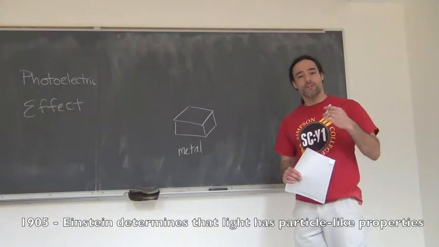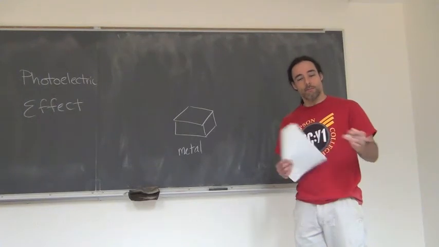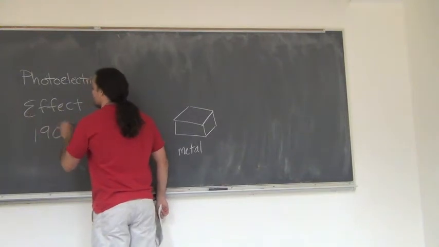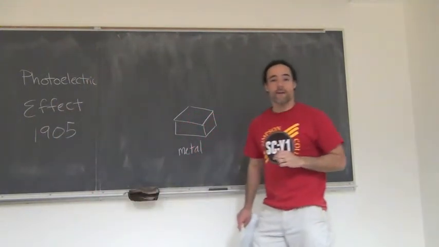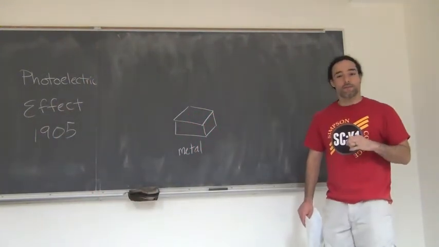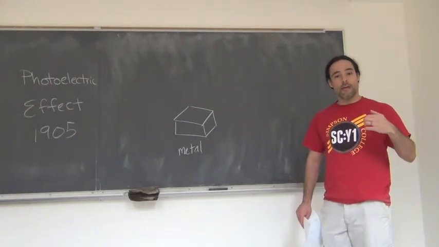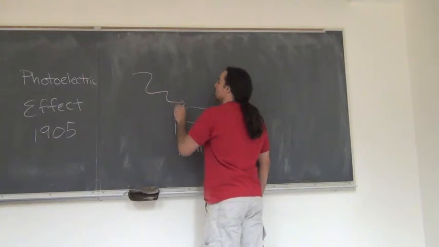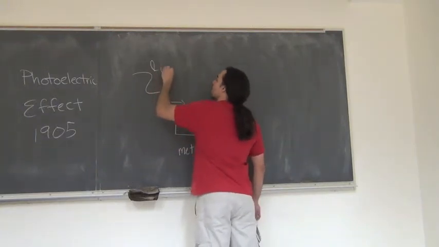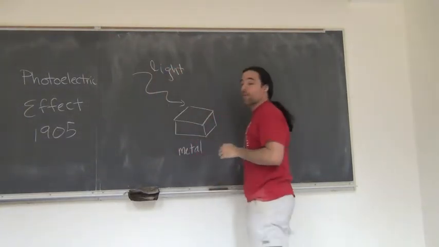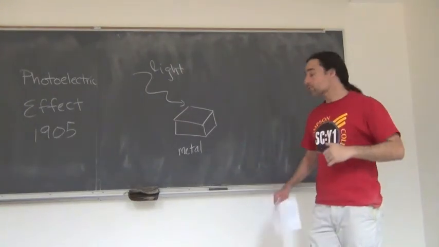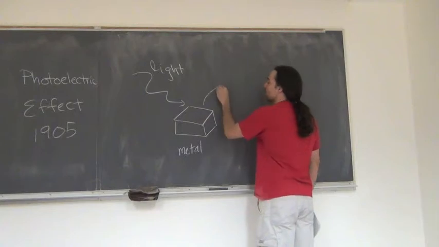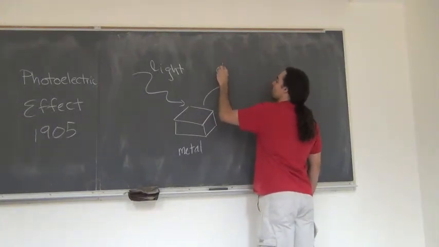Another experiment that was difficult to explain at the time, this is about 1905, was something called the photoelectric effect. And it is called the photoelectric effect because you take a photo, which I believe is the Greek word for light, and you shine some light on the metal. So that's the photo part. The electric part is that when you shine that light on the metal, occasionally you have electrons popping off.